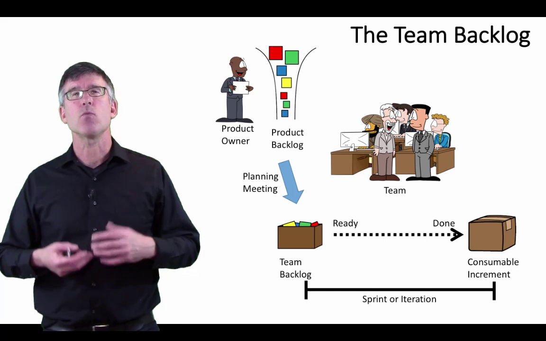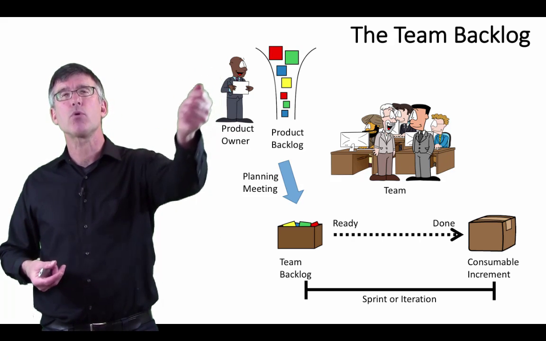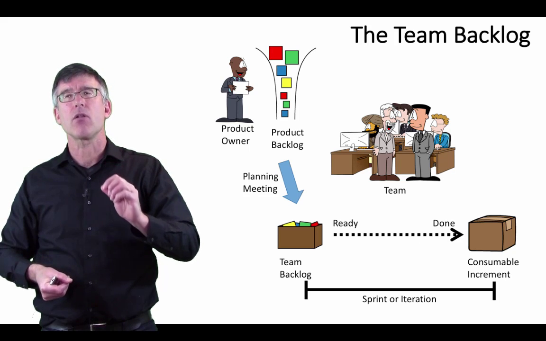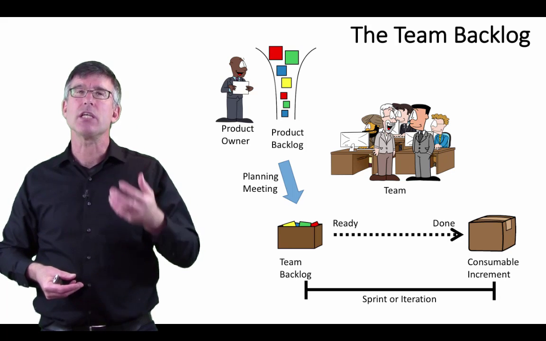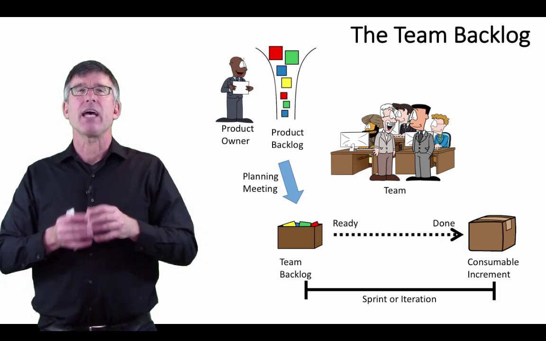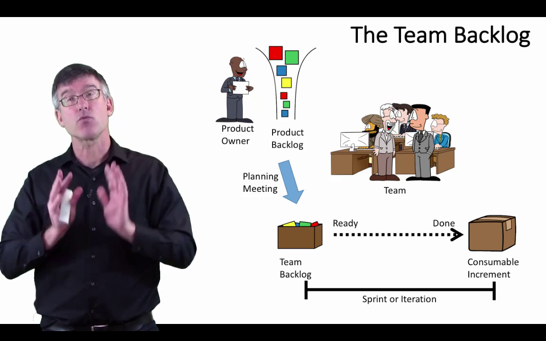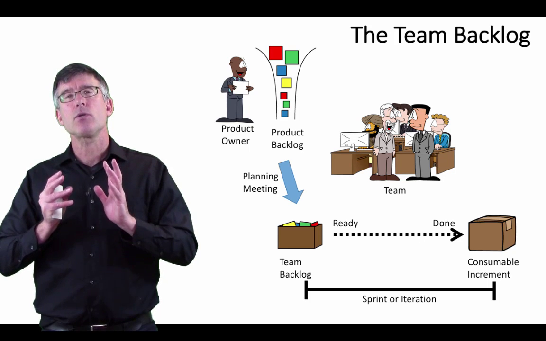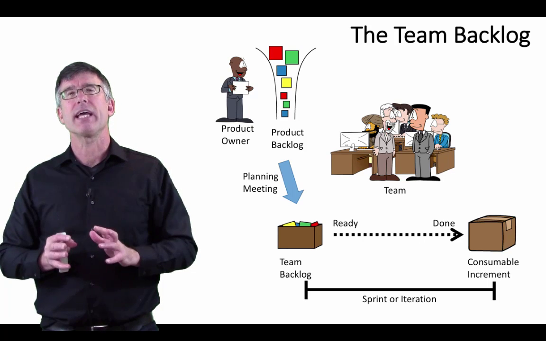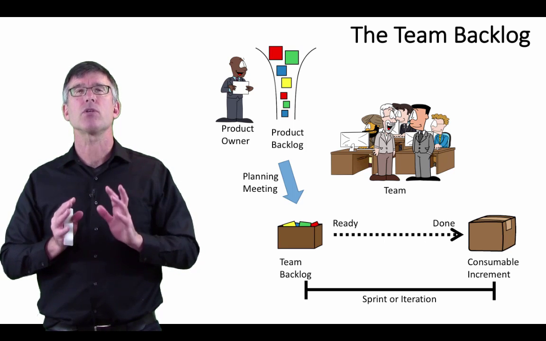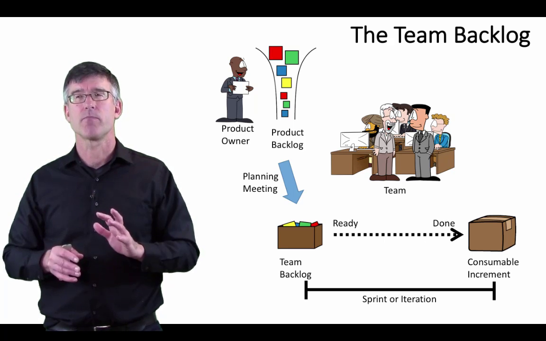This is where the team works with the product owner to start pulling ready work items from the product backlog into the team backlog. And the team will continue to pull work from that product backlog that's ready until pulling more work in, or any other work in, puts making a commitment to the product owner at risk.